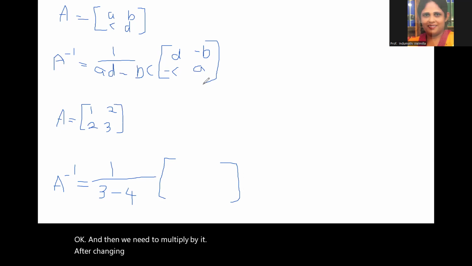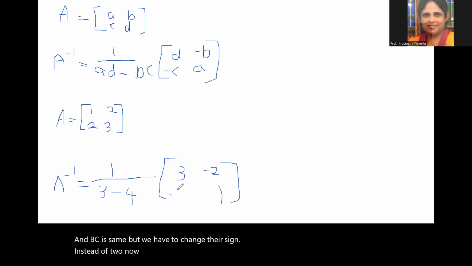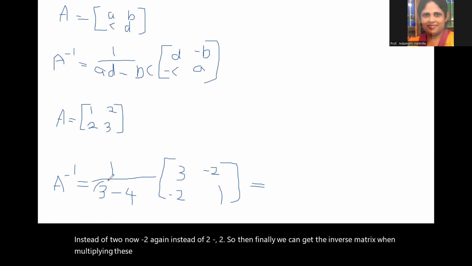D and A change, we change 1 and 3. Then it's now 3 and 1. And B and C stay the same, but we have to change their sign. Instead of 2, now minus 2. Again, instead of 2, minus 2. So then finally we can get the inverse matrix when multiplying these two, because 1 divided by, here we can get the minus 1.